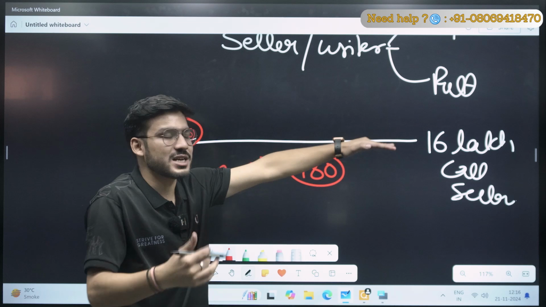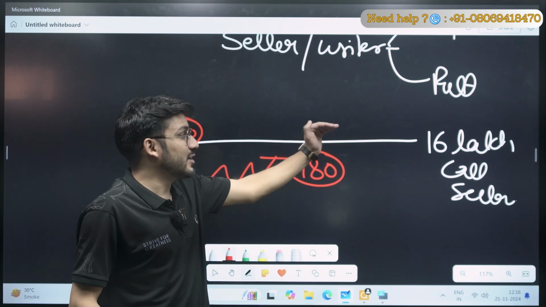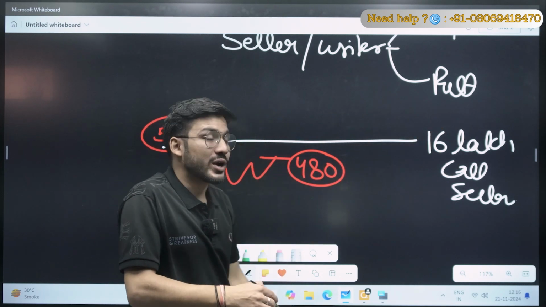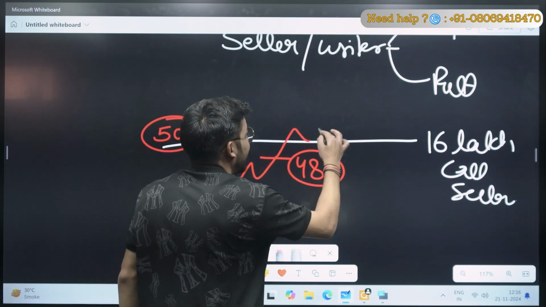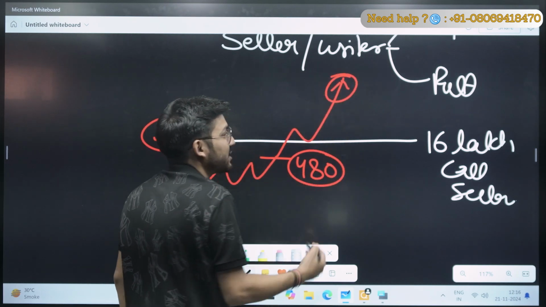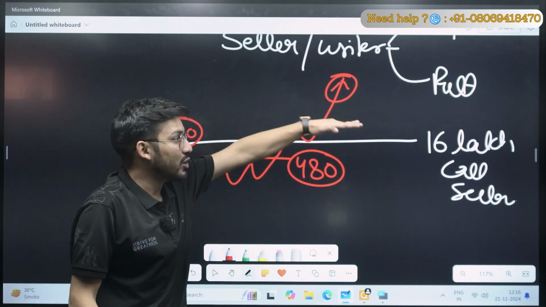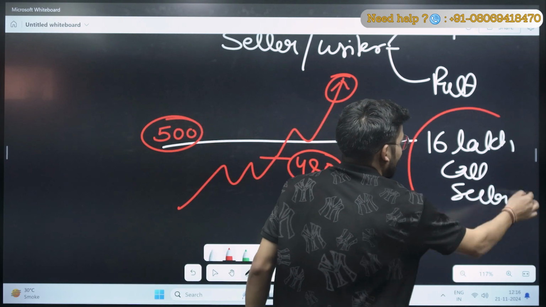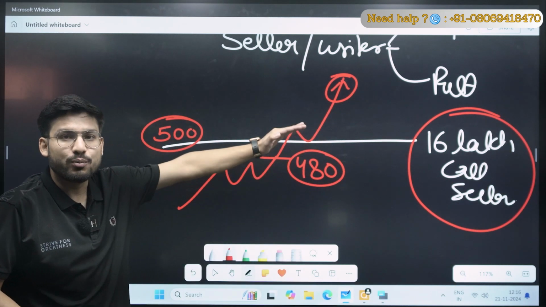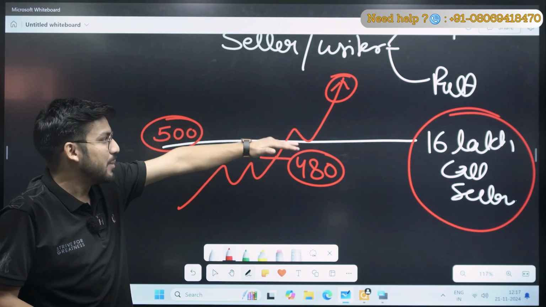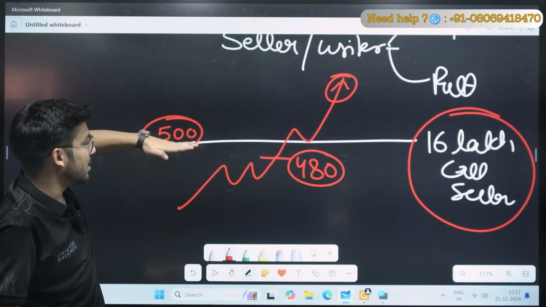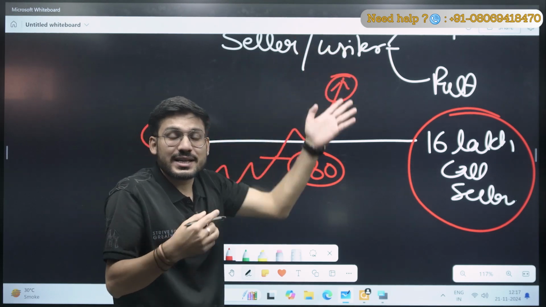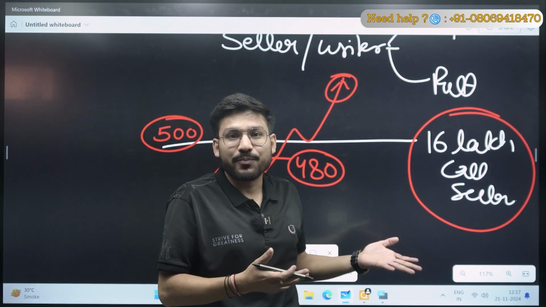It can be a weekly or monthly expiry. Now if my market moves above this, they will face a loss, and then the market can make a very good move in the upward direction, because it has already broken a very strong resistance of these 16 lakh call sellers. So if my market breaks this level of 500 and sustains above it, there is a buying opportunity for me.